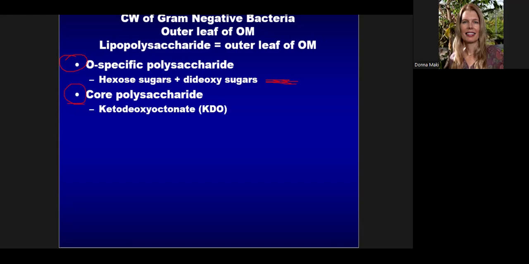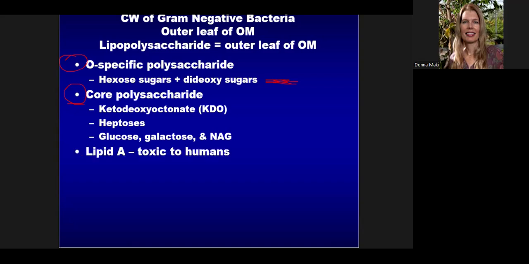Again, you don't need to know the details, but if you're curious, that's the chemical. And then it depends on the species, they kind of mix it up. And then the lipid A, that's the portion of the LPS that our body can respond to pretty negatively. It can be toxic in high doses to us. It can set you into shock.